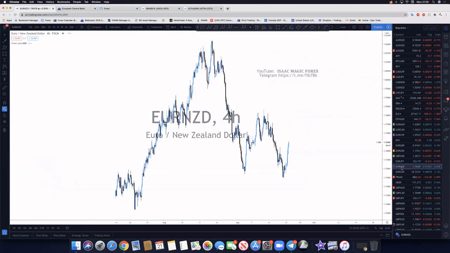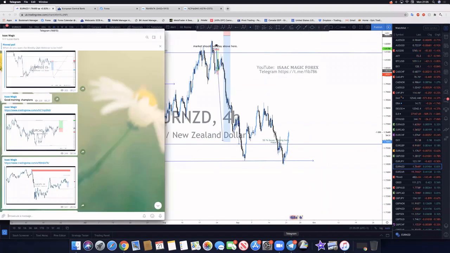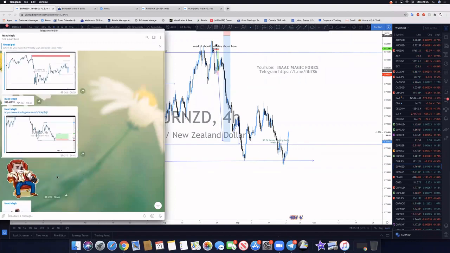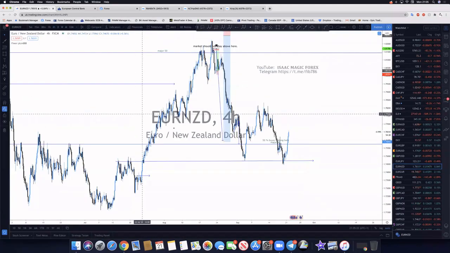Euro New Zealand, we had a buy. This morning, I posted the buy setup as well for everybody to make some money. Here it is. I posted the buy setup nicely. So let's see how it went, how far it went. Here, 4 hour. Oh, we break the TP. Now we are heading up.